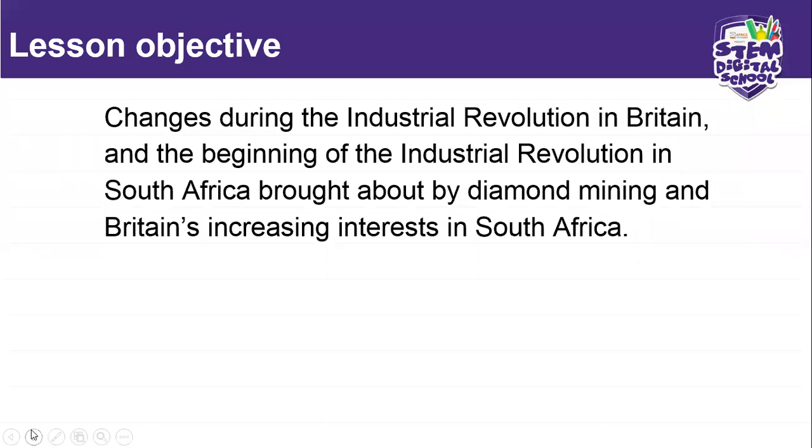Okay, so what is the objective for today's lesson? We're going to look at changes during the Industrial Revolution in Britain and the beginning of the Industrial Revolution in South Africa, brought about by diamond mining and Britain's increasing interest in South Africa. So that is the objective for today's lesson.